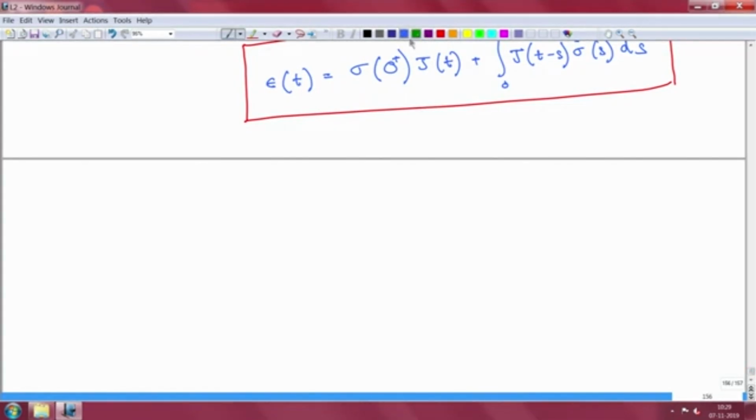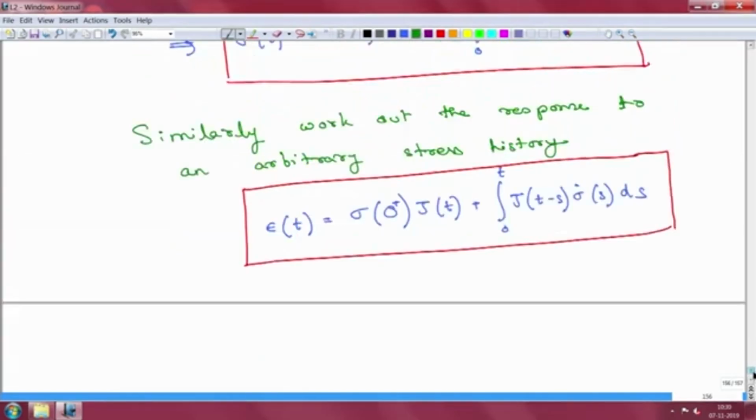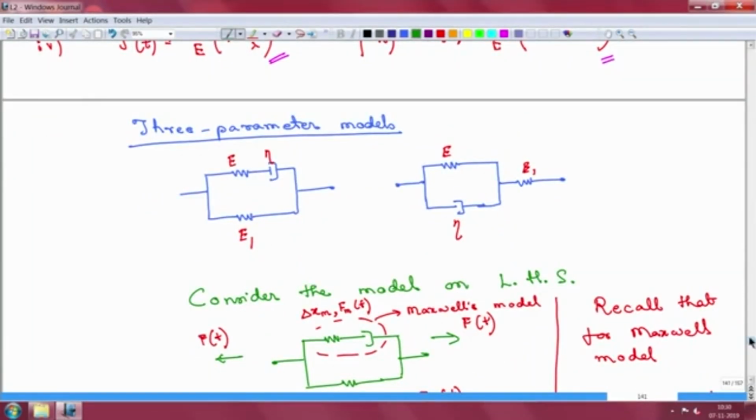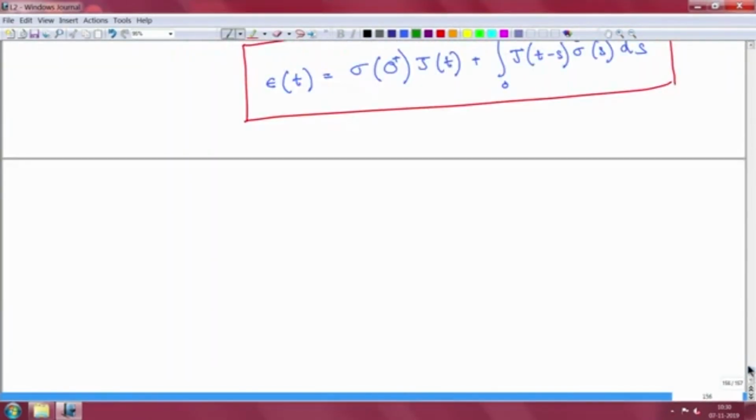So, when we started off with the 3-parameter models, we introduced 2 different 3-parameter models and we solved for one particular case. So, let us now solve for the other one. I am just going to redraw this. The model looks like this.